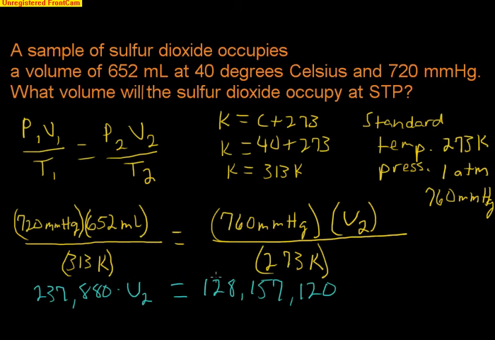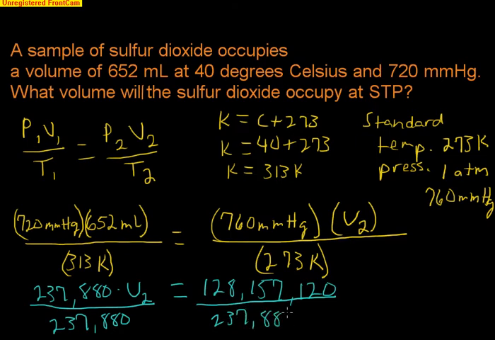So now to solve this equation, all that we have to do is divide this side by 237,880, and we're going to divide this side by 237,880 also. And once we do the arithmetic here, we're going to find that V2 is actually equal to 538, and we'll round to 1 decimal, we'll say 0.7. So 538.7, and this is volume.